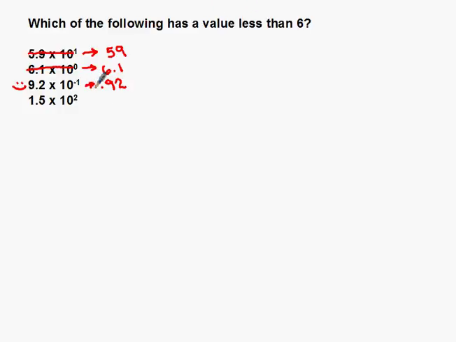That's supposed to be an arrow, by the way. Sorry about that. All right, let's check the last one, 1.5 times 10 to the second, and see if it is less than 6. Since we have a positive exponent, our decimal is going to be moving to the right. And since it's a 2, it's going to be moving 2 jumps to the right. So 2 jumps would move it all the way over to 150. 150 is definitely not less than 6. So it looks like our only answer is 9.2 times 10 to the negative first.